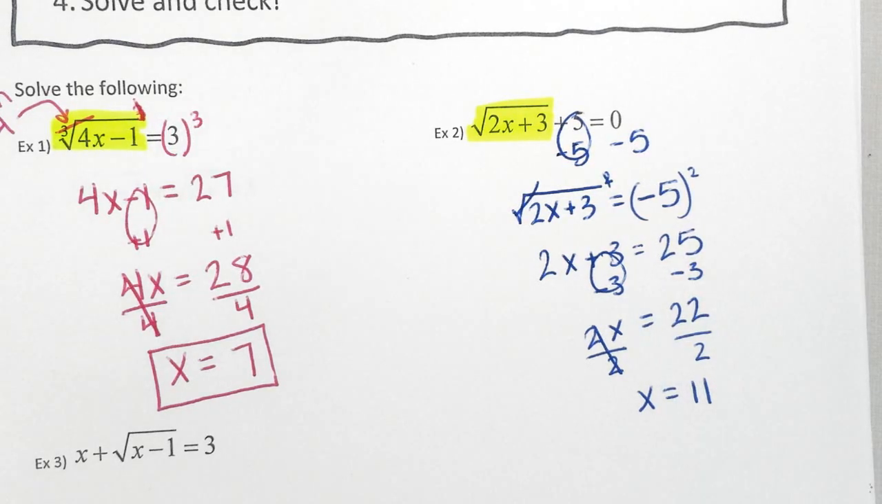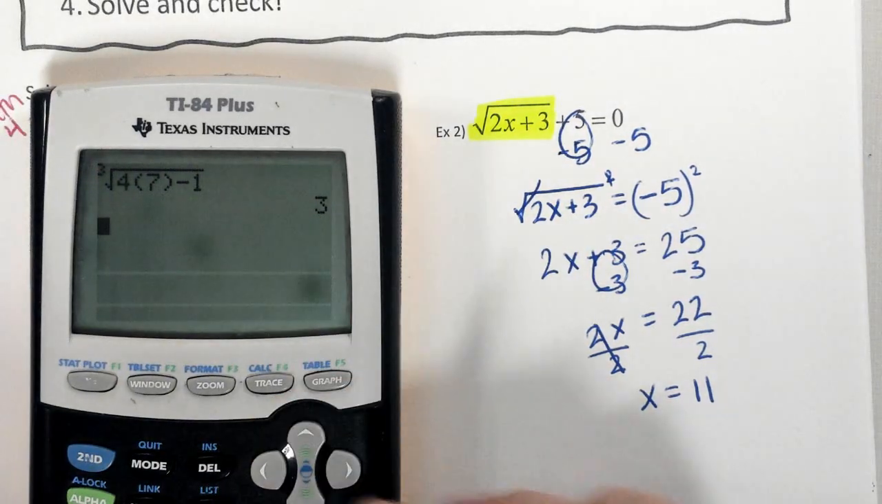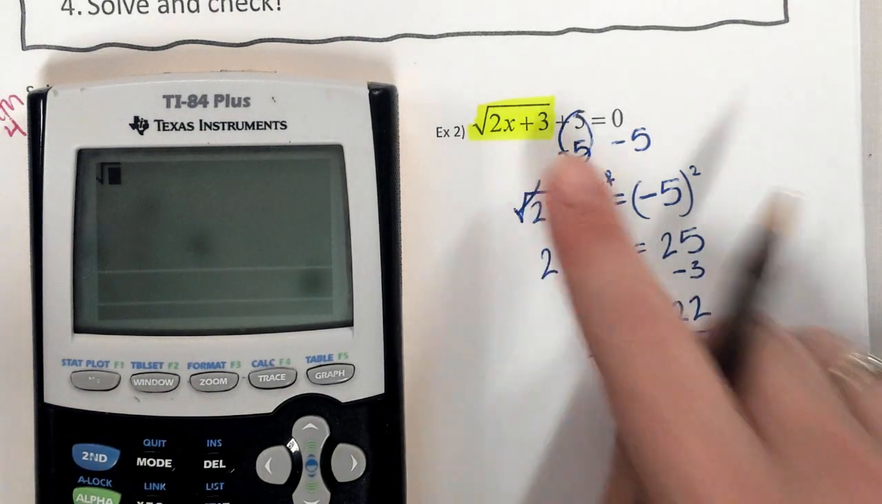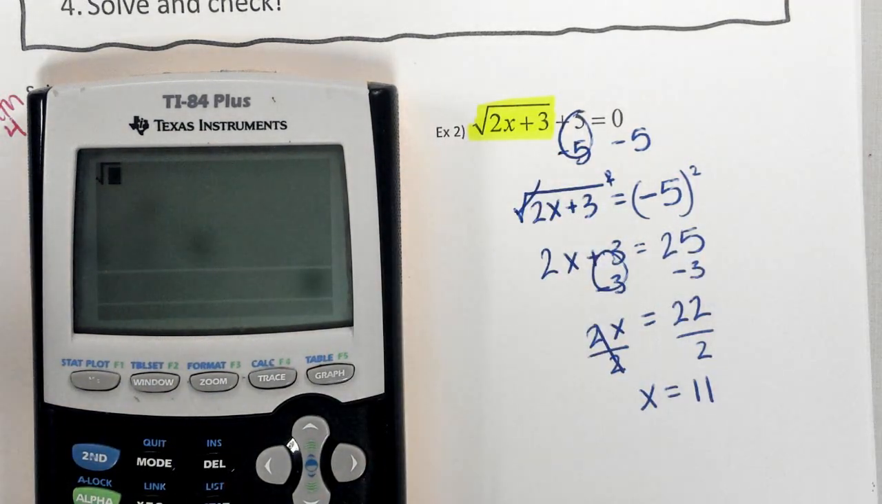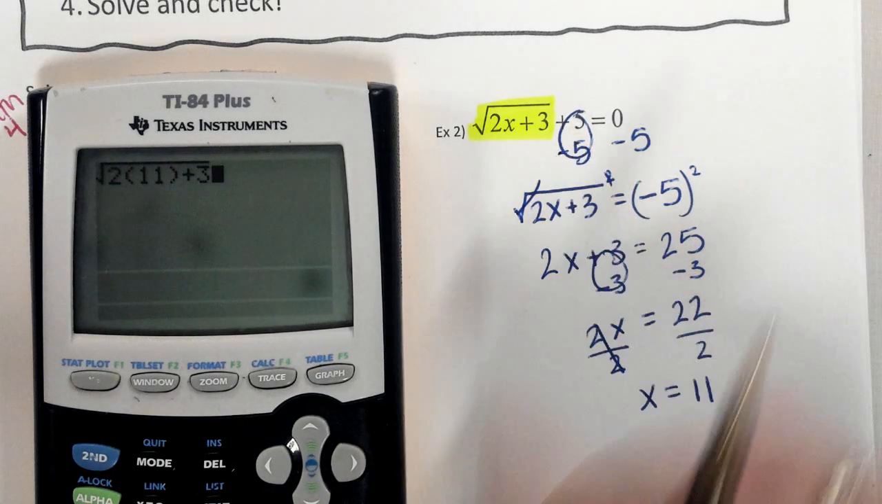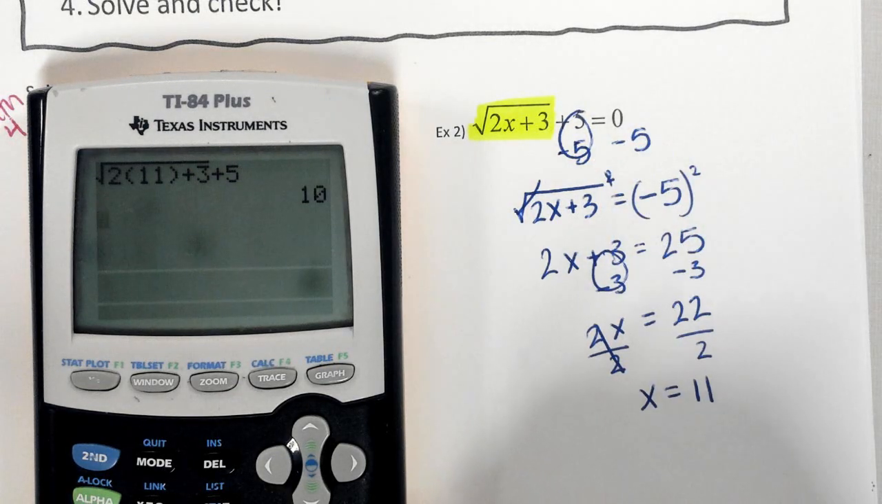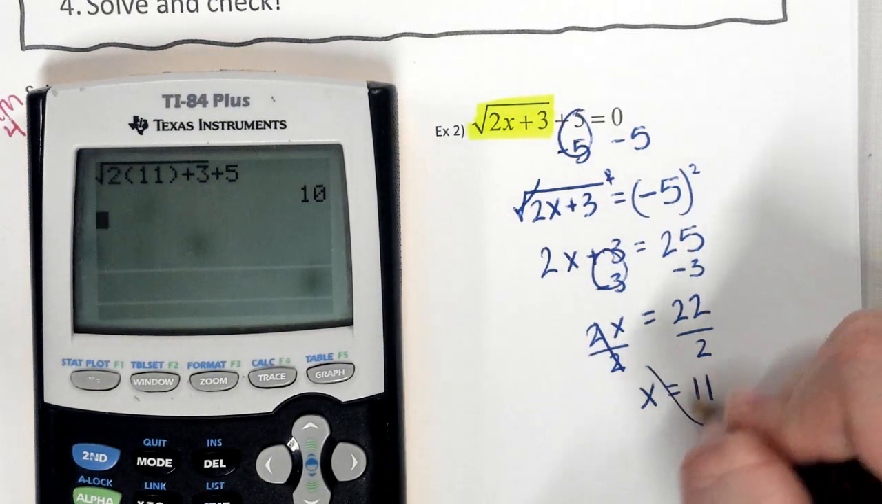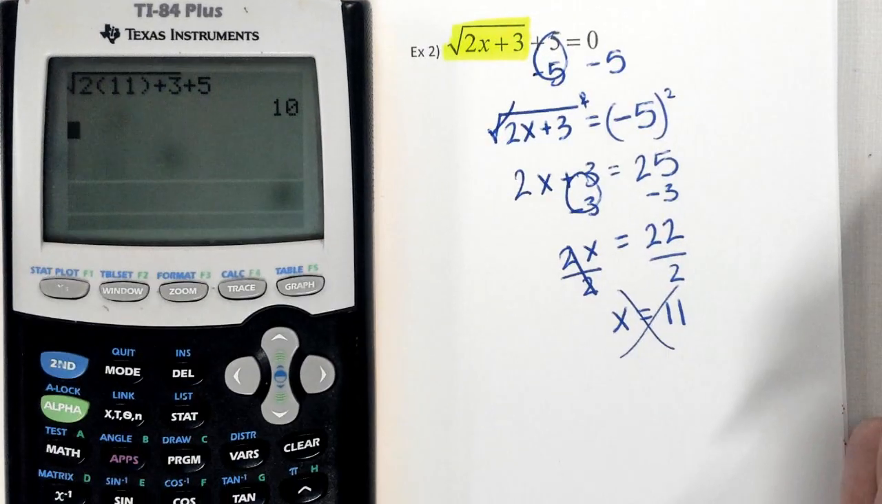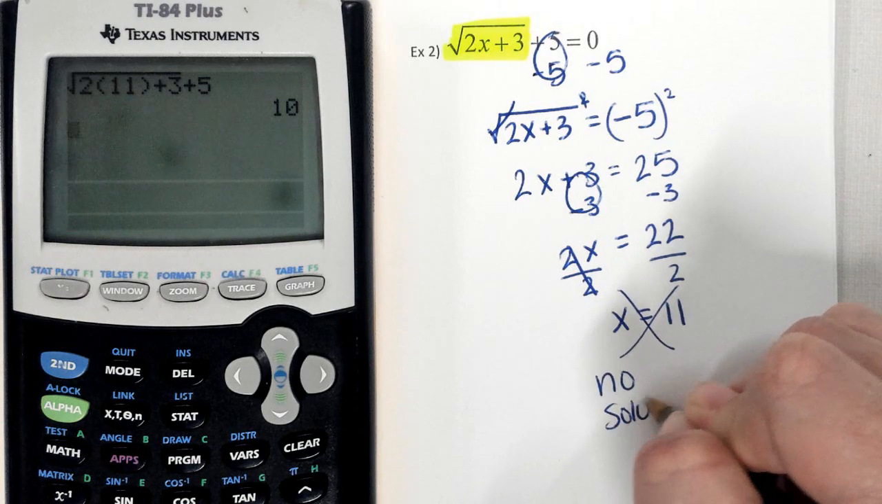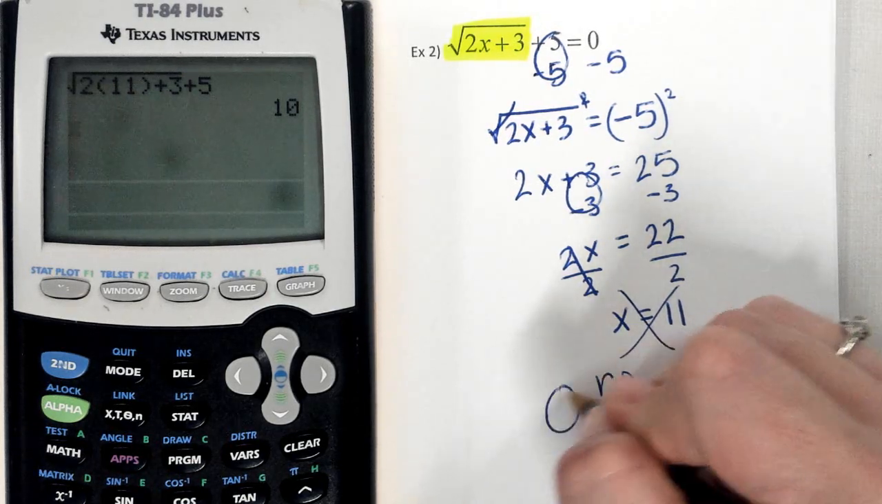So again, before I say that's my solution, I have to check my work. So I'm going to plug it in. So square root, I always plug it into the original before I changed anything. 2 times 11 plus 3. And on the outside of the house I have plus 5. And what do I want it to equal? Did it work? So if my one solution doesn't work, what's my answer? And just a reminder, this is your symbol for no solution.